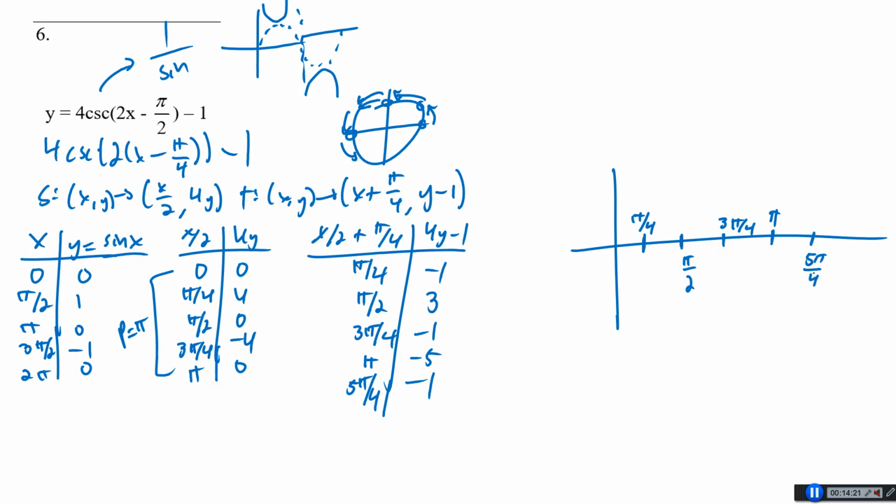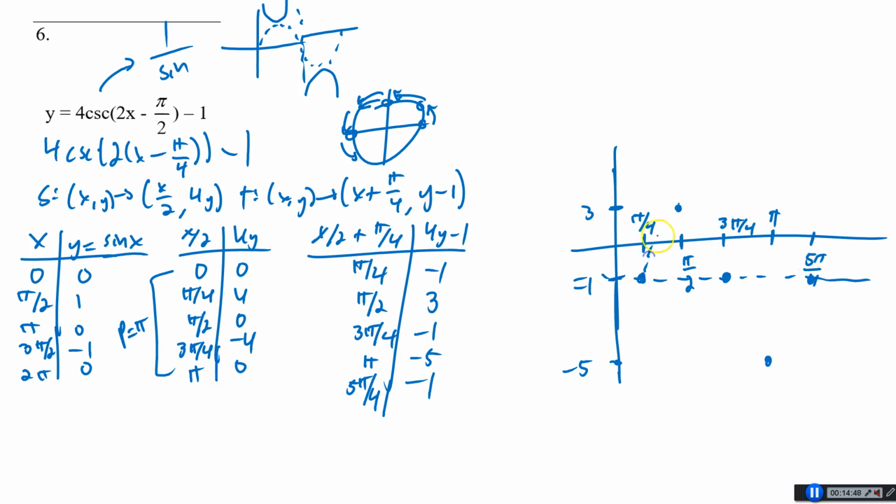Okay? Alright, so negative 1, let's say, is right here. So negative 5 then down here somewhere. Positive 3 up here somewhere. Trying to make it about even. Okay, so there's our center line. So we start at negative 1. Then we go up to 3. Then back to negative 1. Down to negative 5. Then back up to negative 1.